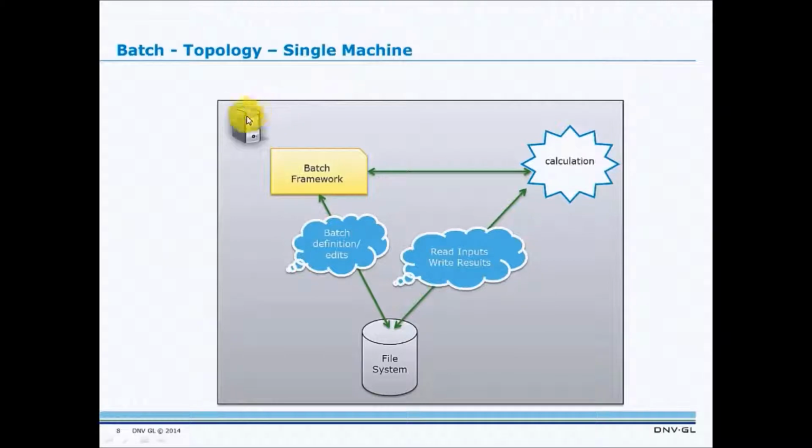So you have a single machine which is running the batch framework. The batch framework is referring to a batch that is defined on the local file system. Then the batch framework kicks off separate calculations, in our case Bladed simulations, when you press the play button. The calculation itself is reading and writing to the local file system because it gets its input files from the local file system from within the batch definition folder, and it is creating output from the simulation on the local file system as well.